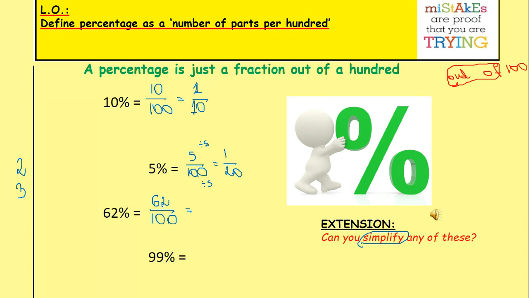Let's see this one. 6 plus 2 is 8. Is 8 in the 3 times table? No, so I can't divide by 3. The other one we usually check is 5. We know any number which ends in 5 or 0 can be divided by 5. So let's see. This one definitely can be divided by 2, which gives me 31 above 50. And now I'm checking if I can make this simpler, if I can find a factor of 31 and 50. No, so this is my final answer.